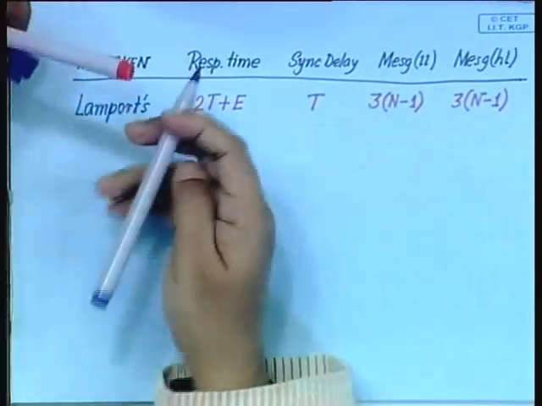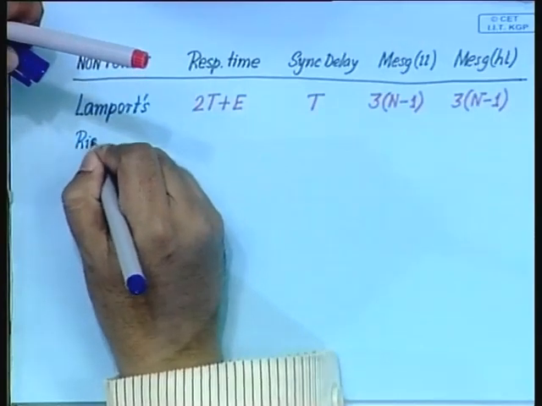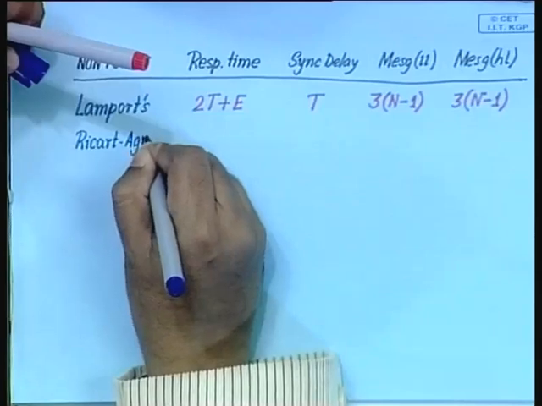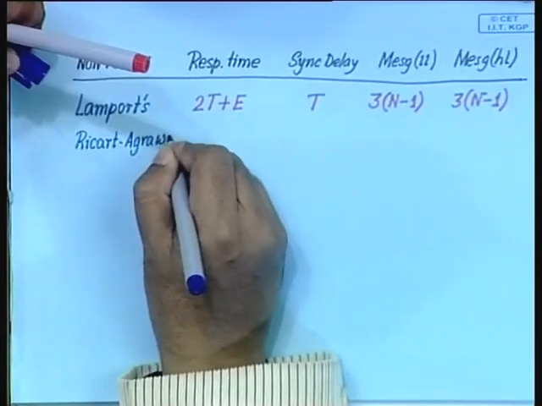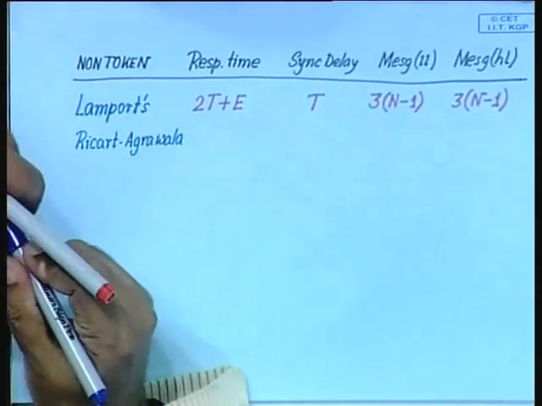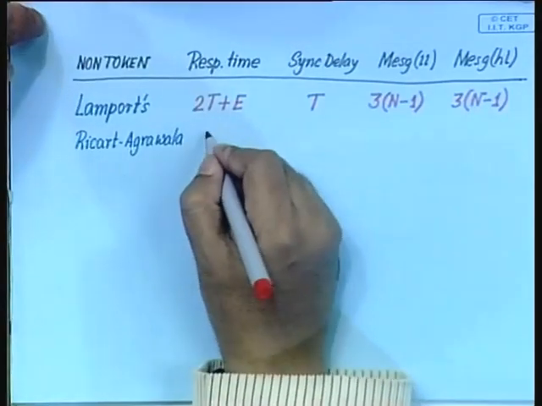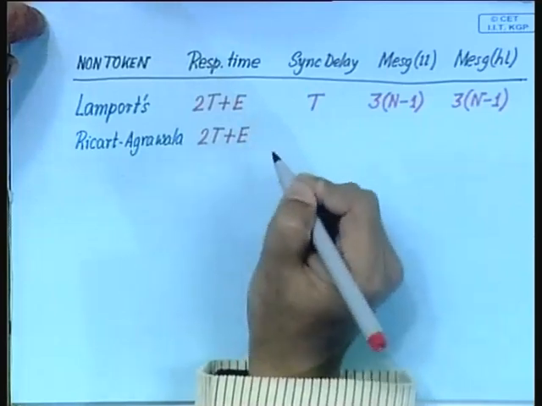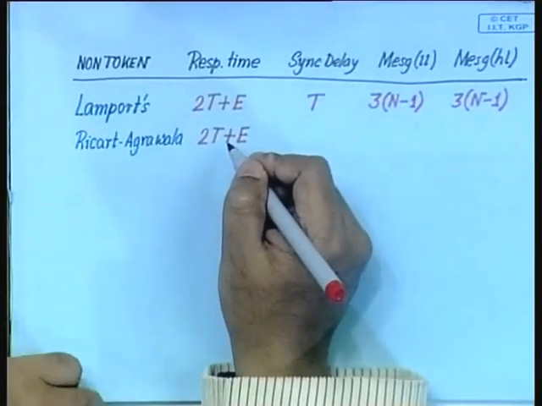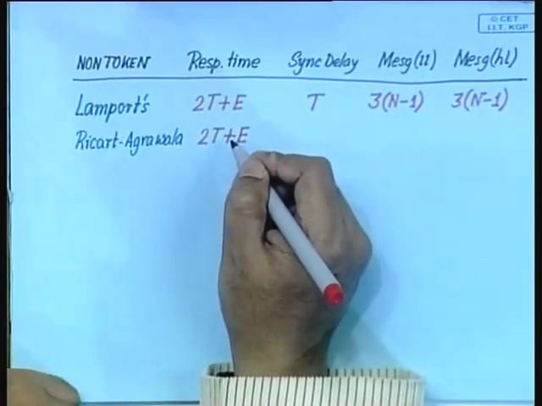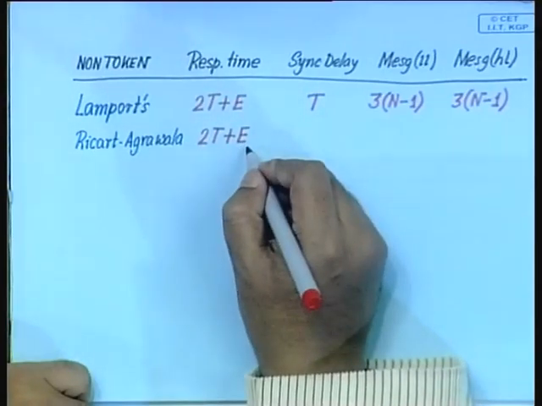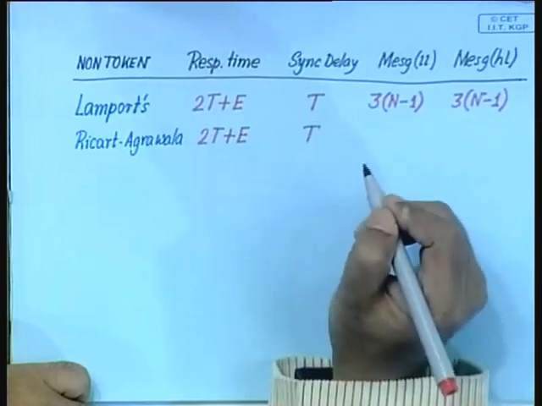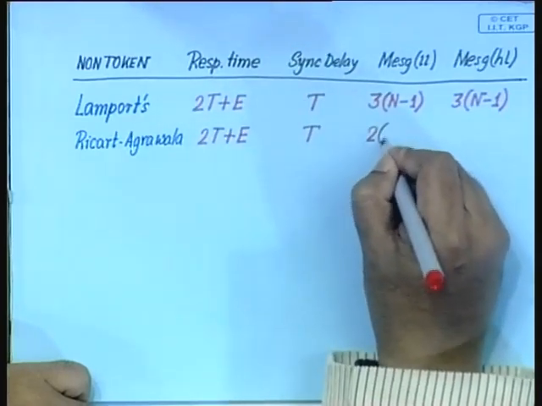what about Ricart-Agrawala? What is the response time? 2T plus E, because again request and reply, then it enters the critical section. So, 2T plus E. Synchronization delay is T, number of messages 2(n minus 1).